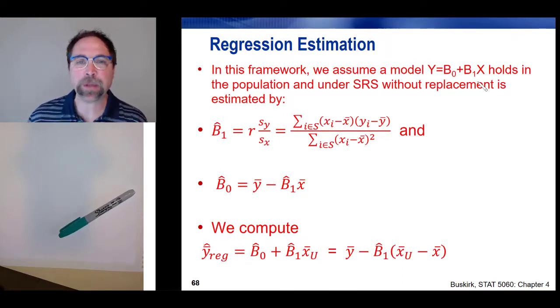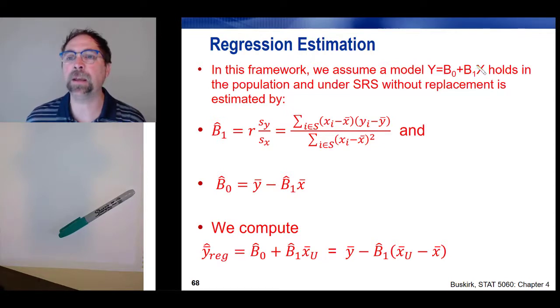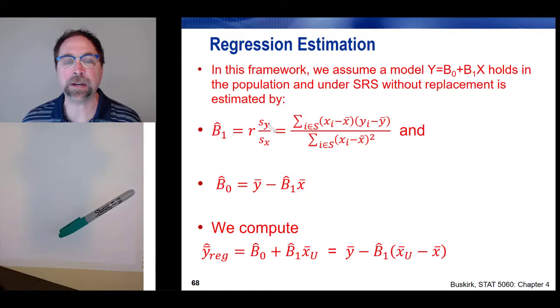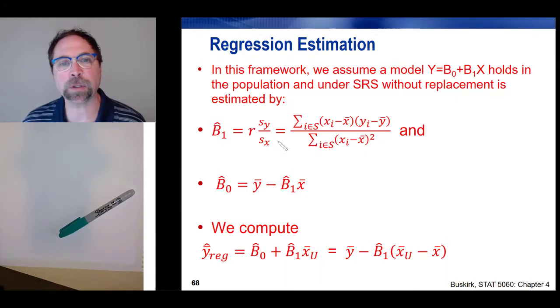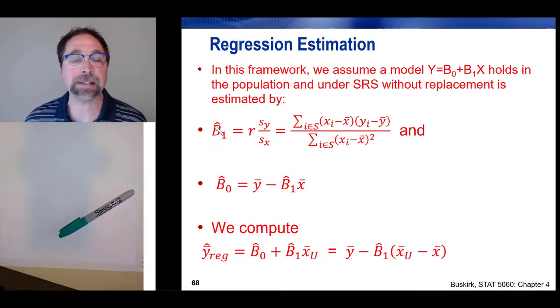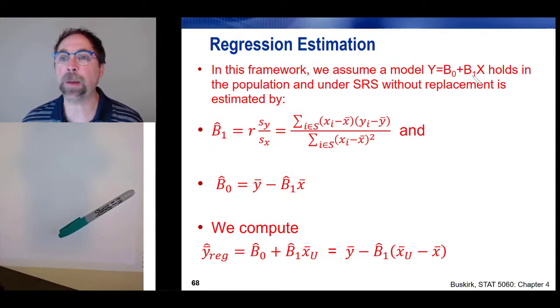Under simple random sampling without replacement, we can estimate this B1 by B1 hat, and that's simply the correlation between the Y and the X variable in the sample, multiplied by the ratio of the standard deviation of the Y variable in the sample to the standard deviation of the X variable in the sample. These are very similar to the calculations that you would do in your regression course if you've taken a regression course already. Now keep in mind that this B1 hat is a sample estimator for the true population slope here.